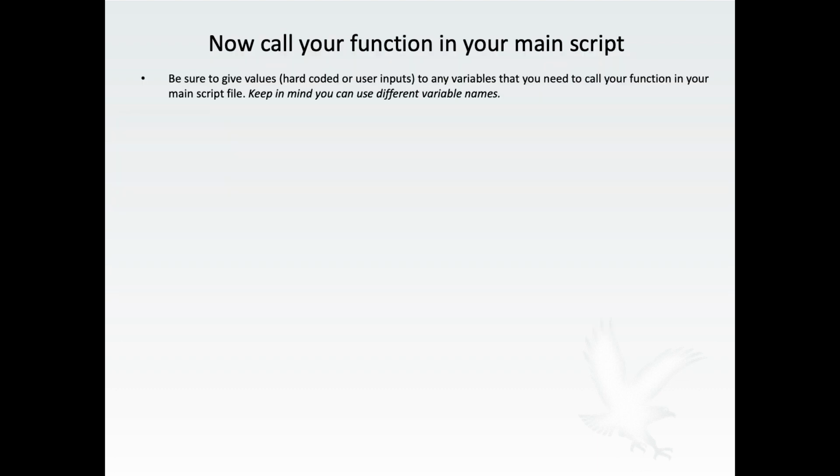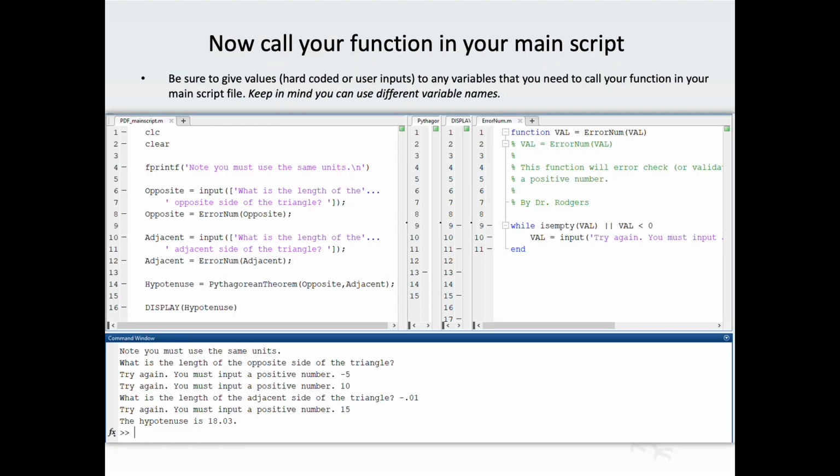So now I'm going to call this function in my main script file. So I will call this function both for looking at opposite and adjacent. So I'm using that same function two different times in my script file. This is an example of how you can put code into a programmer-defined function and run that same code multiple times in your code without having to copy and paste the code or rewrite the code.